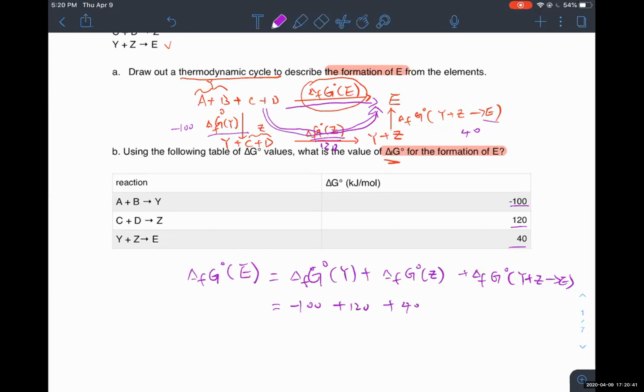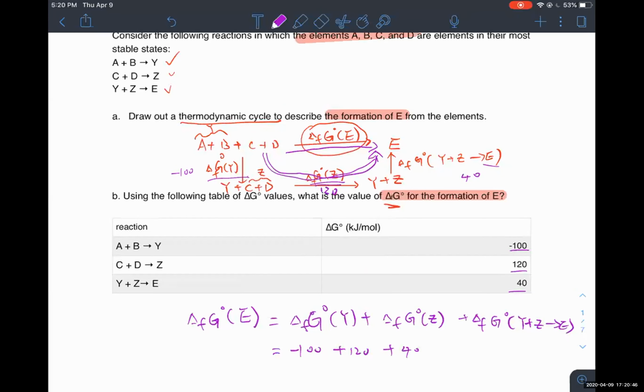Are there any questions about question 1? Hi, I had a question about part A. In this one, you drew that you form Y first. Would you also have to draw the cycle that forms Z first? So it'd be like A plus B plus Z. I think you can draw it either way. Okay. Yeah. Because E is just from, yeah. No problem.